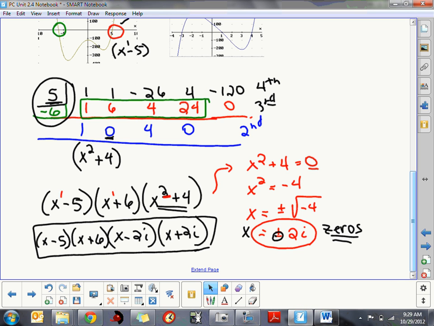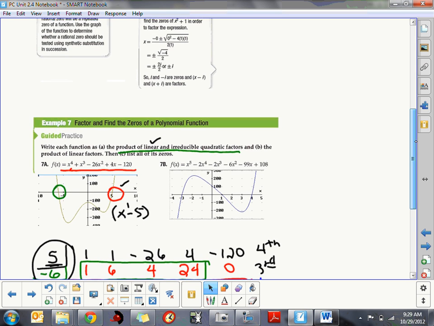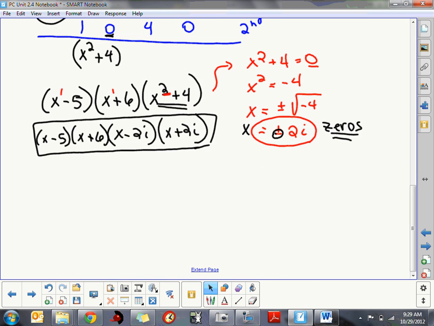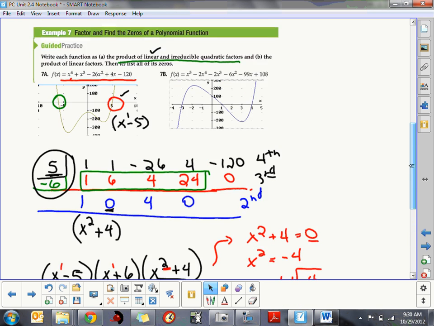Finally, they want us to write all of the zeros. So we're going to make a list of all of its zeros. Well, if we have the factorization, then the zeros are simply the opposites of our factors. So the zeros of the function are 5, negative 6, and plus and minus 2i. You can go ahead and write them as a compound statement like that. But there are, in this case, 1, 2, 3, 4 zeros. It was a fourth degree polynomial.